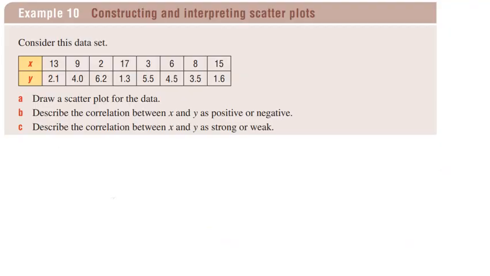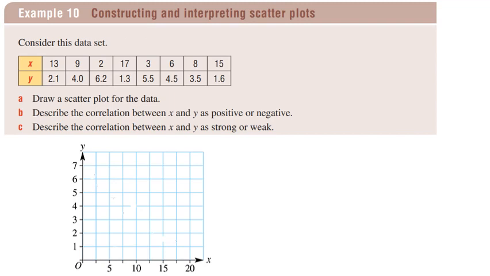Okay, last example. We're going to construct and interpret the scatter plot. So if we're considering this data set, and we're going to draw a scatter plot for the data, I need to just draw in my x and y axes, like so. Then I'm going to plot the points. So the first point I'm plotting is at when x is 13 and y is 2.1. So I go along to 13 on the x-axis and 2.1 on the y. And I plot that in.